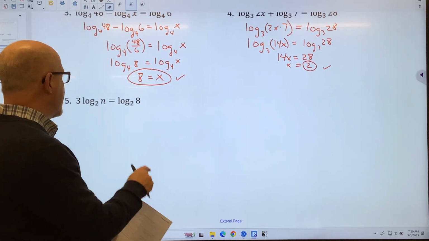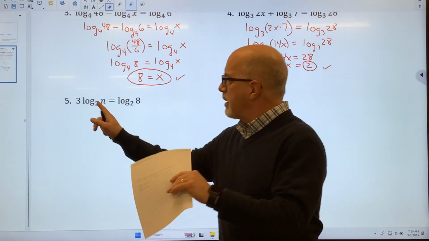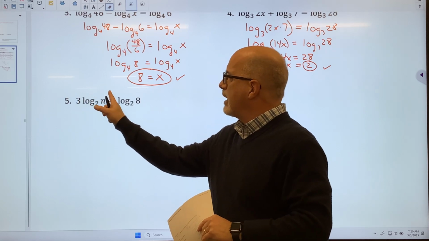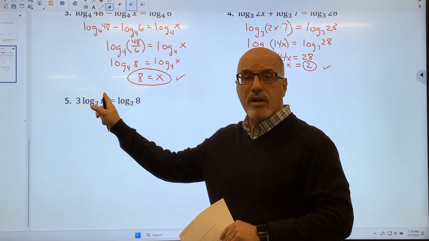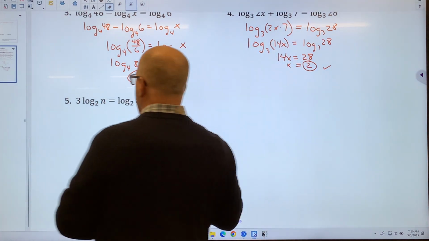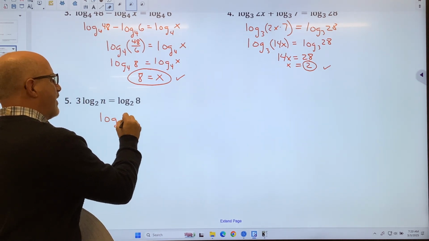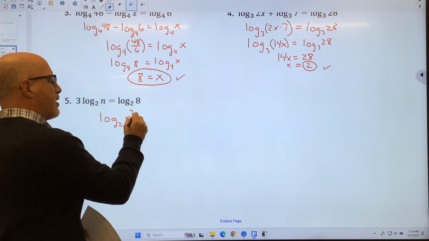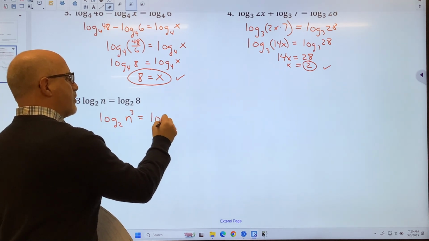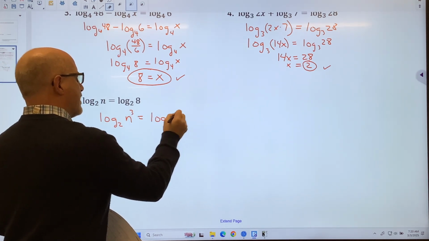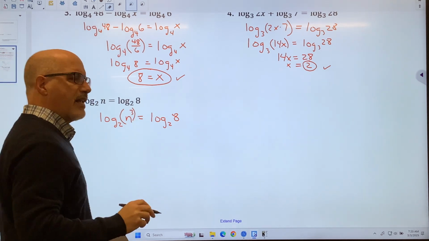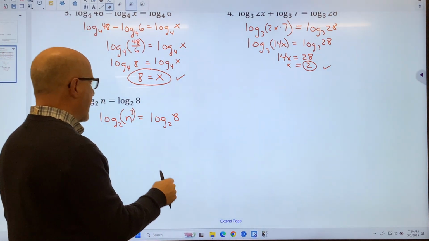So if you look at this, I'm going to be able to take this 3 and bring it up and put it on as an exponent on the n. That's what the rule tells me. So I'm going to have log base 2 of n to the 3rd power, it goes up as the exponent, equals log base 2 of 8. You can put parentheses around this if it helps, just to see that it stays together.